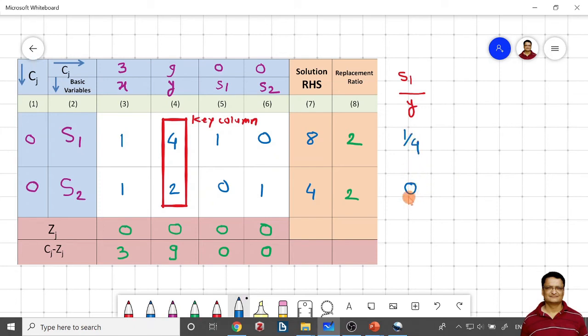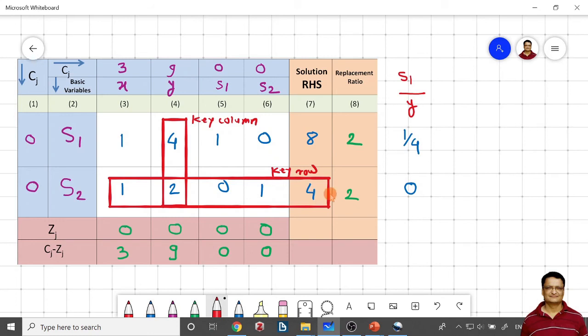Now among these two new replacement values, we have to select the minimum value, and that is 0, which is corresponding to this row S2. So we can say that S2 is the departing variable, and let us call it the key row. So this will be your key row, and the element at the intersection of this key row and key column, we are going to call a key element. Now all these things are required for updating this simplex table for the next iteration, which we are going to call the first iteration.